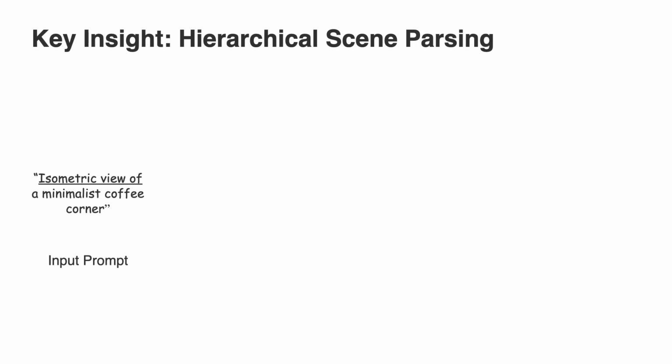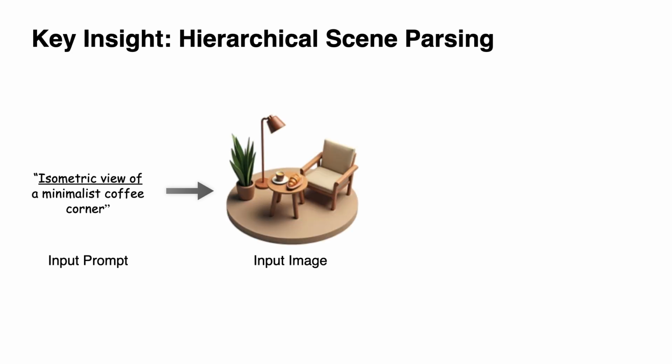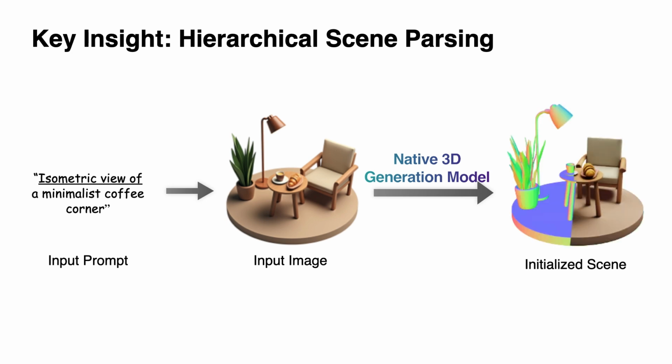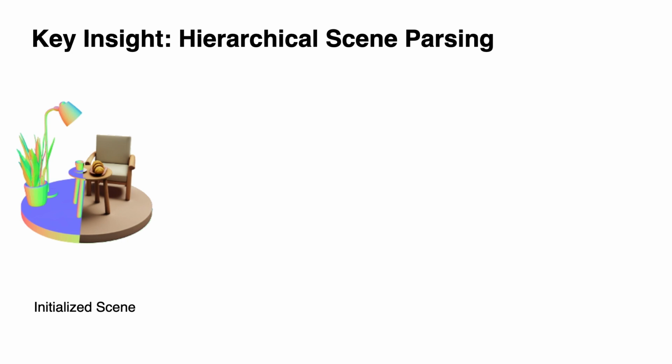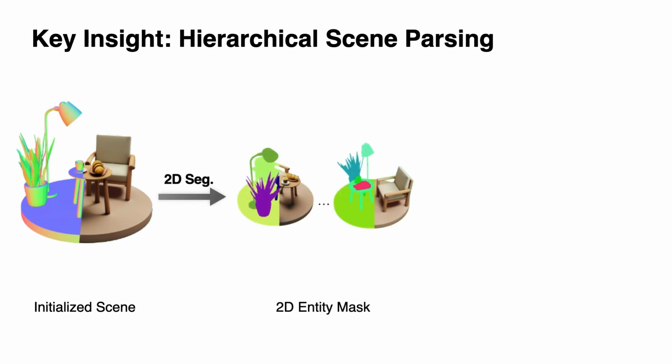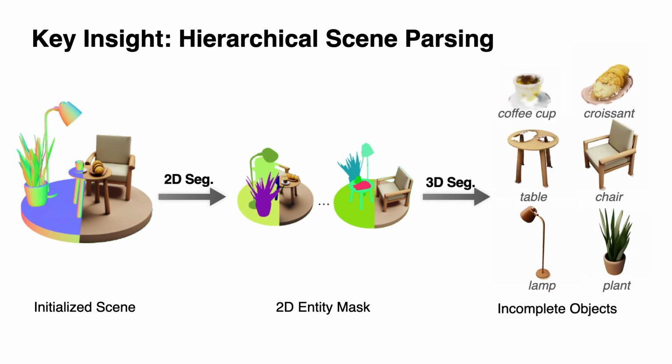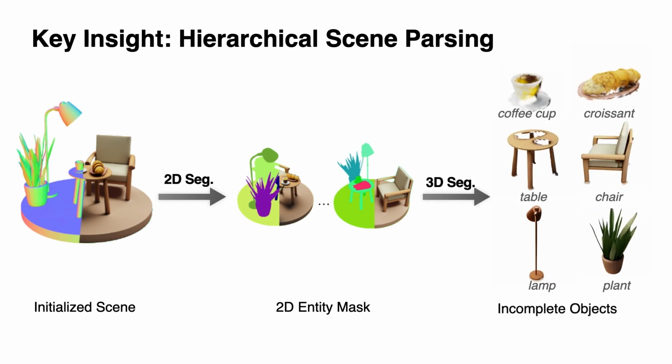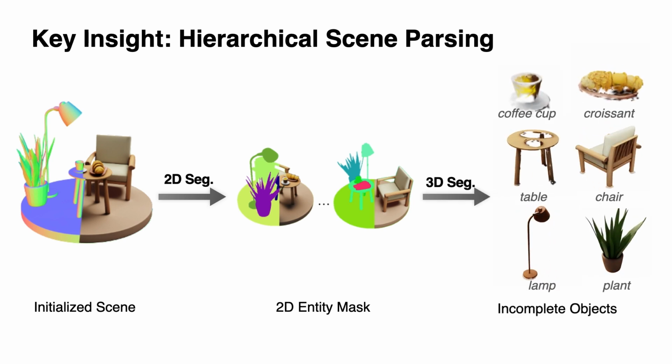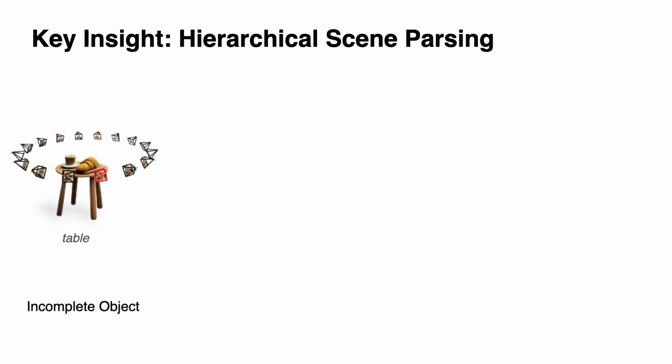In the hierarchical scene parsing stage, we first add a fixed prefix, "isometric view of", to the text prompt, then utilize 2D generative models to create candidate images. Based on the selected image, we initialize the scene through a native 3D generative model. The initialized scene renders multi-view images from predetermined viewpoints, and obtains entity masks through a 2D segmentation network. Next, we employ a 3D GS semantic segmentation method to decompose the scene, resulting in incomplete objects.